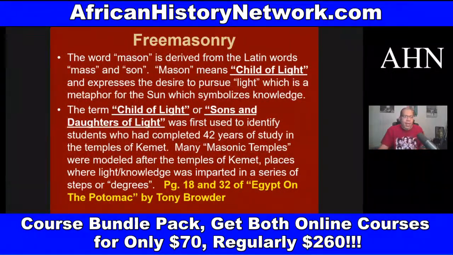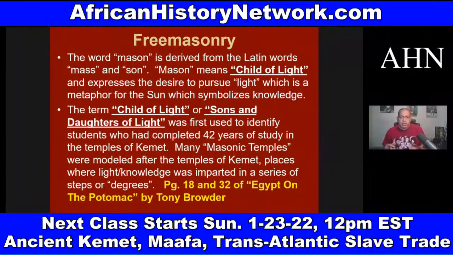The word Mason is derived from the Latin words mass and sun. Mason means child of light and expresses the desire to pursue light, which is a metaphor for the sun, which symbolizes knowledge. The term child of light or sons and daughters of light was first used to identify students who had completed 42 years of study in the temples of ancient Kemet, ancient Egypt. Many Masonic temples were modeled after the temples of ancient Kemet, places where light or knowledge was imparted in a series of steps or degrees.